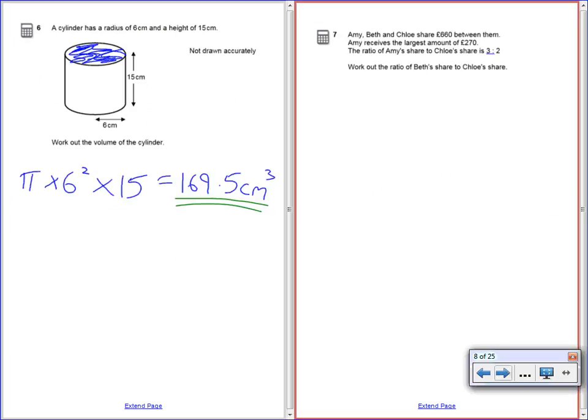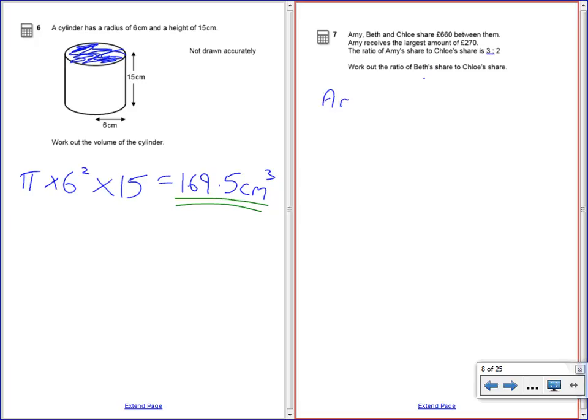On to number 7, a ratio question, but a ratio question which involves more work than a lot of ratio questions. Got quite a few bits of working out to do. So you've got 3 girls, Amy, Beth and Chloe, and eventually we've got to work out the ratio of Beth's share to Chloe's share. So first of all, we know the ratio of Amy to Chloe is 3 to 2. And we know that Amy's got 270.